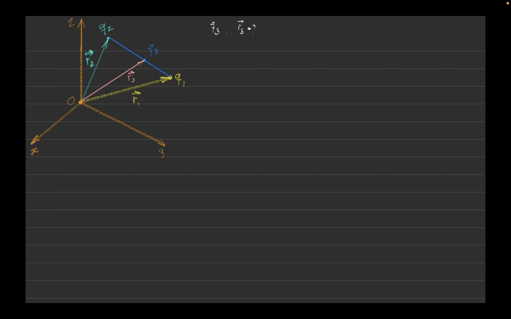It seems that we have 3 pieces of information. Why is that? Because the net force acting on Q1, according to the problem, should be 0. This is 1 piece of information. The net force acting on Q2 should also be 0. This is the second piece of information. And the net force acting on Q3 should also be 0. This is the third piece of information.